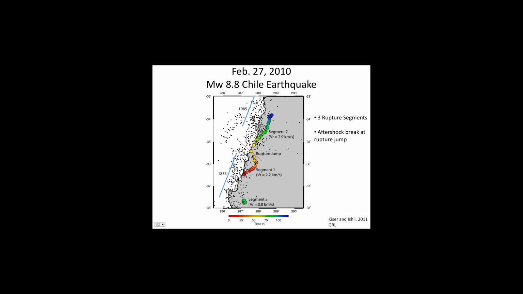Now it should be noted that if you look at just the first month of aftershocks for this event, you do see a small break in the aftershock distribution right where we image this jump in the rupture.